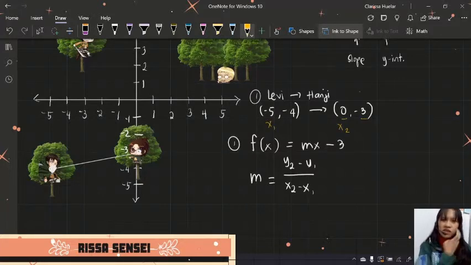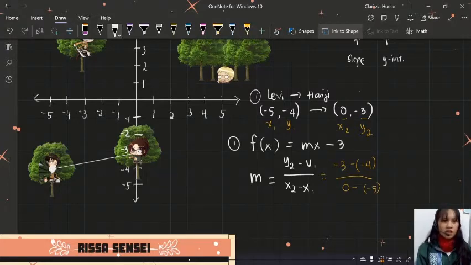Ito na lang yung gamitin natin. This is the first coordinate that I wrote, so I named it x sub 1. Ito yung pangalawang x coordinate na sinulat ko, so ang nilagay ko ay x sub 2. So, negative 4 is y sub 1 and this is y sub 2. Substitute lang natin siya dun sa ating formula. So, y sub 2 is negative 3, y sub 1 is negative 4. So, minus negative 4 over x sub 2 is 0 minus x sub 1 is negative 5.